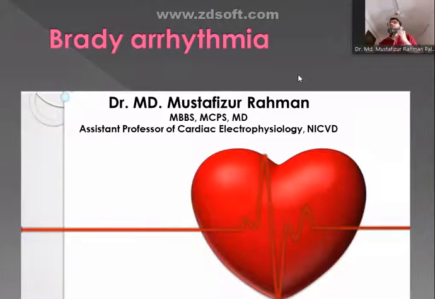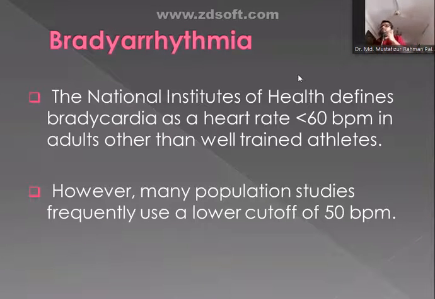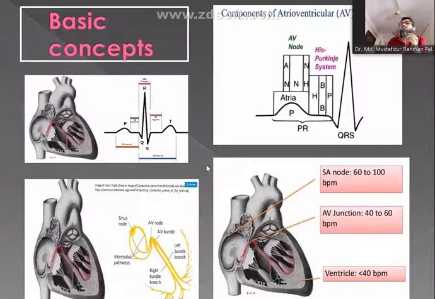Okay. The National Institutes of Health defines bradycardia as a heart rate less than 60 beats per minute, which is also known to everybody. This applies to adults other than well-trained athletes, in whom it is a little bit less. However, many population studies frequently use a lower cutoff value of 50 beats per minute. So let us see some basic concepts.